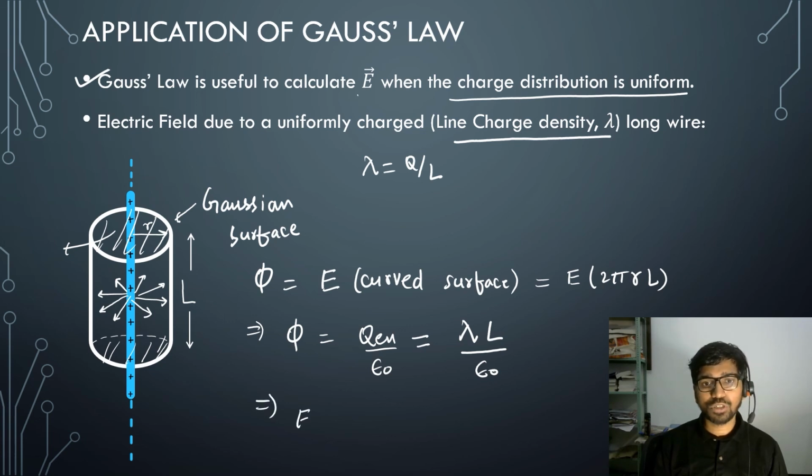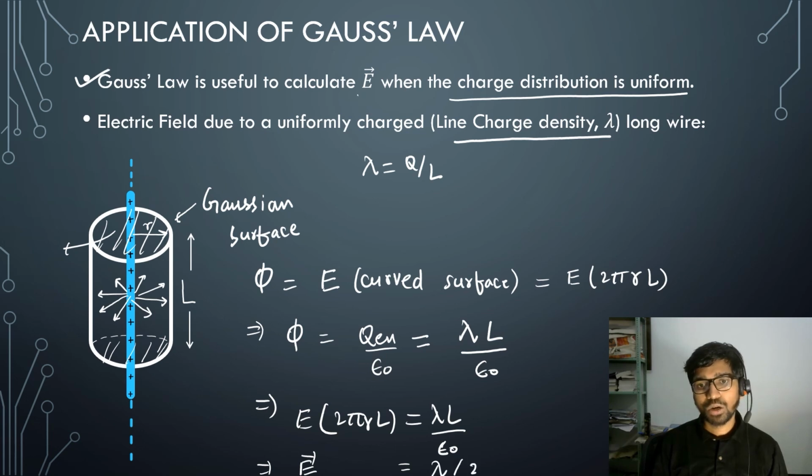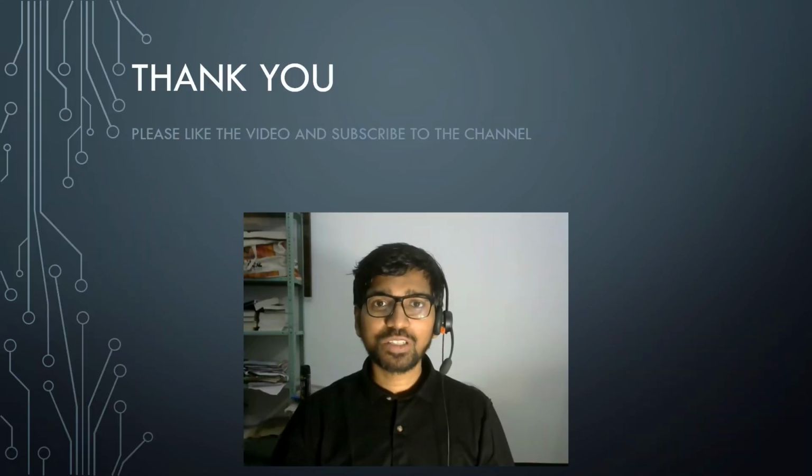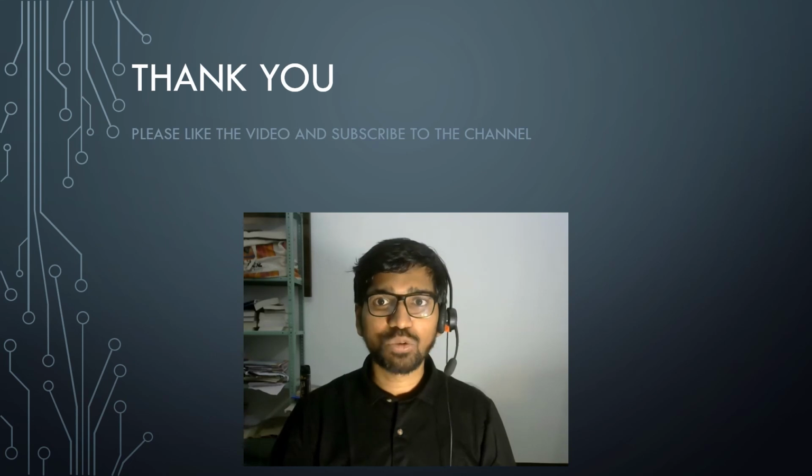And what is this flux? Flux we have just calculated, E times 2 pi R times L, is equal to lambda L divided by epsilon naught. Therefore, the expression for the electric field will come out to be lambda by 2 pi R epsilon naught, R cap. This is the expression for the electric field for a uniformly charged long straight wire. Okay, let's move to the next slide. We will see more examples where Gauss law is applied to calculate electric field in another video.